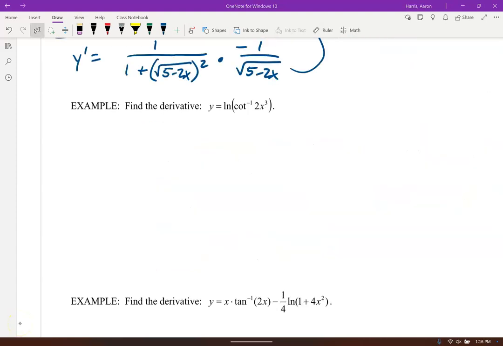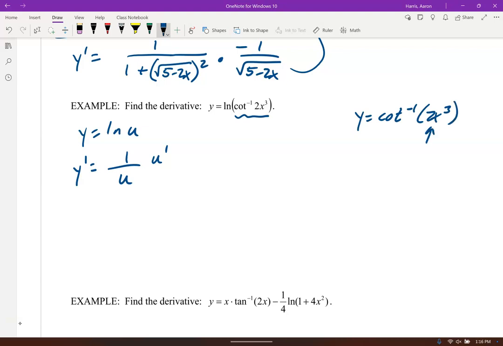This next one, notice we have the natural log of the arc cotangent. I'm going to go ahead and let that be u. So this is kind of like the ln of u, right? So the derivative would be 1 over u chain rule u prime, right? U prime. Well, if I had just the arc tangent, normally we have, if y is the arc cotangent of 2x cubed, normally we're letting that be u.